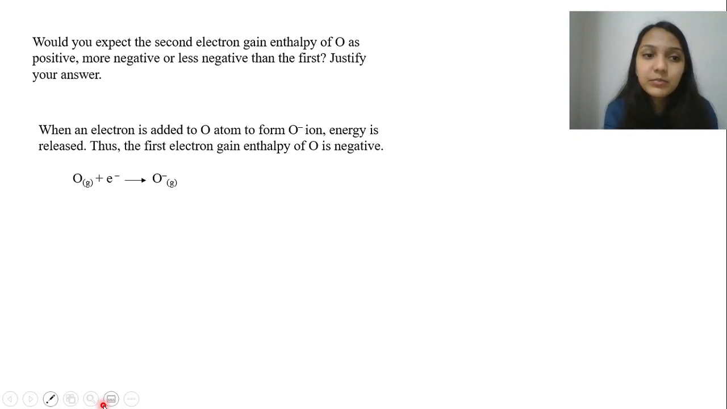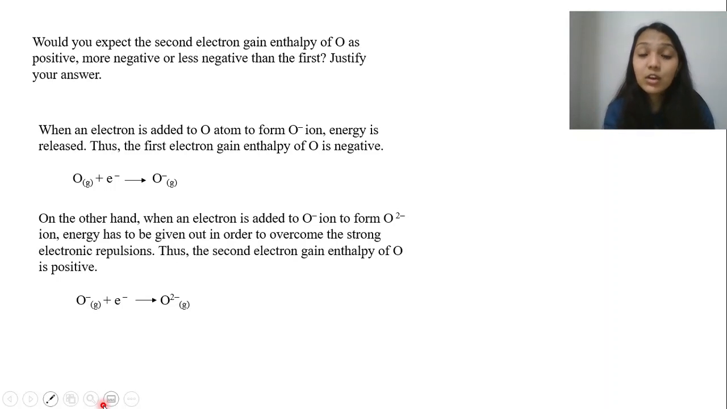Firstly, when an electron is added to oxygen, it will gain a negative charge, so it will become O to O minus. Energy is released when you are adding an electron to oxygen, so the first electron gain enthalpy of oxygen is negative. Now you add one more electron to this. It's already an O minus ion.